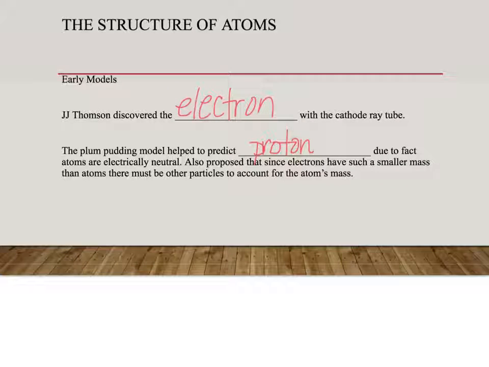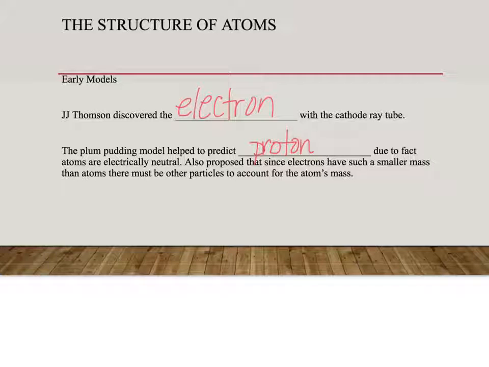So really one of the first big discoveries about the atom was J.J. Thomson, and he discovered the electron with the cathode ray tube experiment, which you will get more into later. He also had the plum pudding model, which helped to predict the proton, and that was due to the fact that they knew that atoms were electrically neutral. And so since the electrons were negative, something in there had to be positive to balance that out.